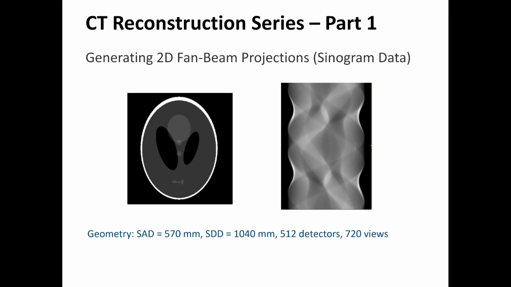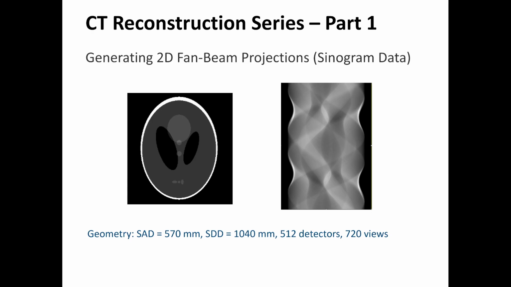A CT scanner collects X-ray shadows from many angles. Instead of directly seeing a cross-section, the scanner measures line integrals of attenuation along each ray. When you stack those measurements by angle, you get a sinogram. That sinogram is the starting point for filtered backprojection and iterative reconstruction.